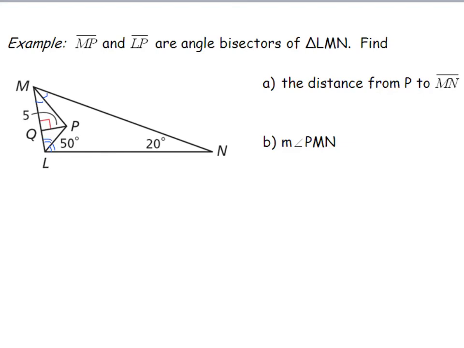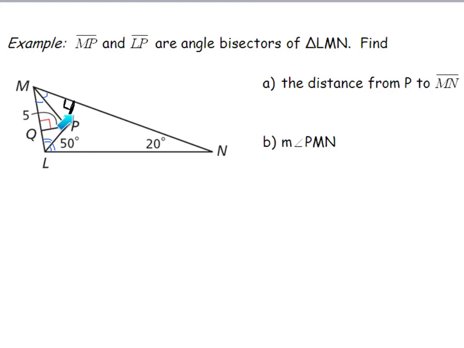The first question, A, asks us for the distance from P to segment MN. And we know from before that the shortest distance from a point to a line, MN, is the one that is perpendicular. So I'm going to draw in a perpendicular line segment. So that's my perpendicular line segment. What I want to do is find out what the length of this is.